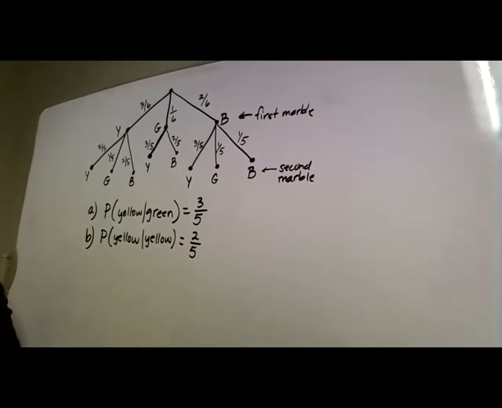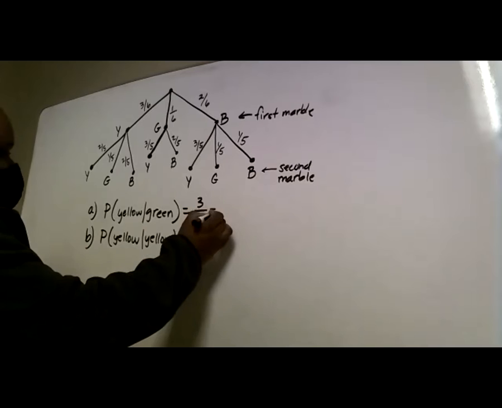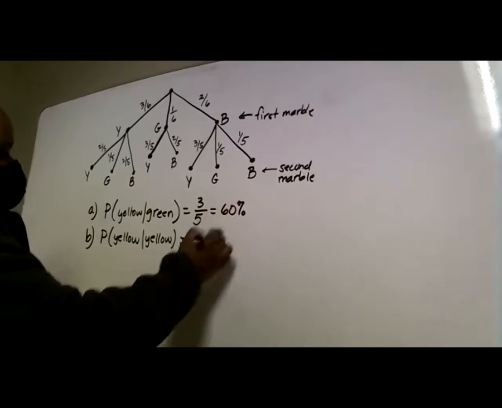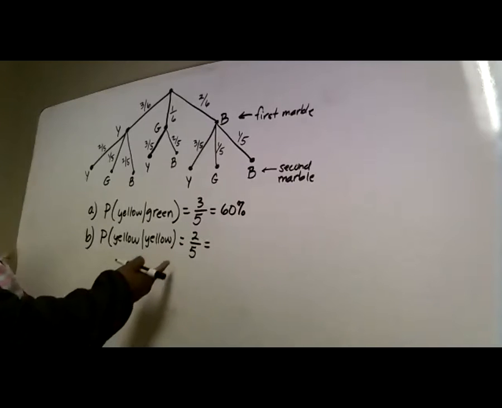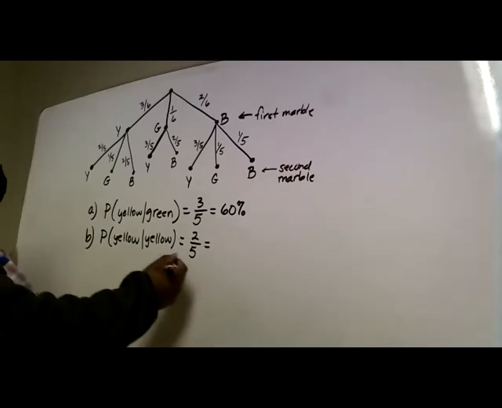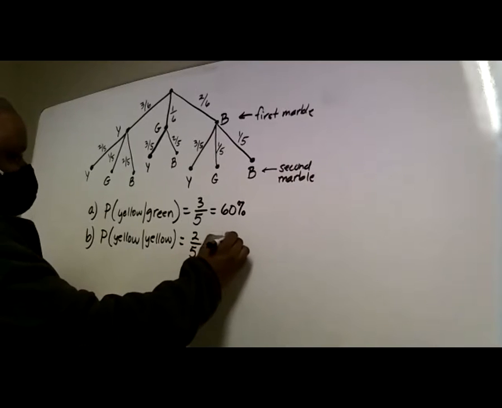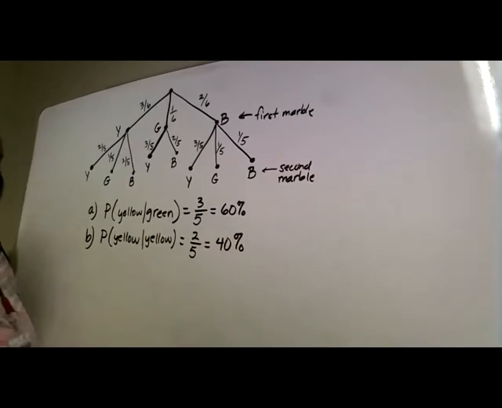And I do need to mention, if they ask for a percent, then 3/5 will be 3 divided by 5 times 100. For part A, that'd be 60%. And for part B, 2/5 as a percent, 2 divided by 5 times 100, that'd be 40%. Okay. Any questions about parts A or B?